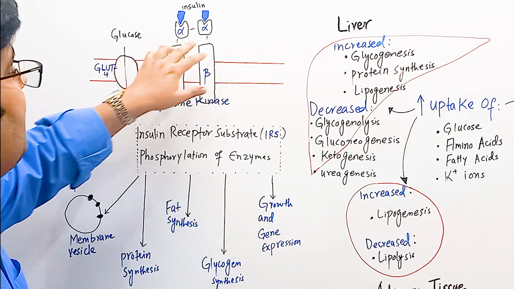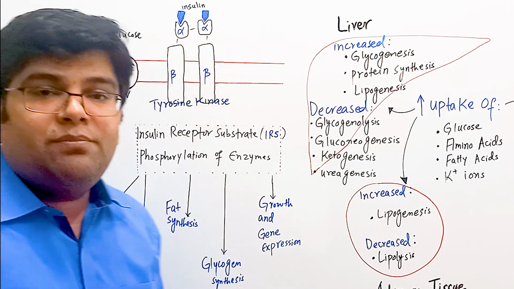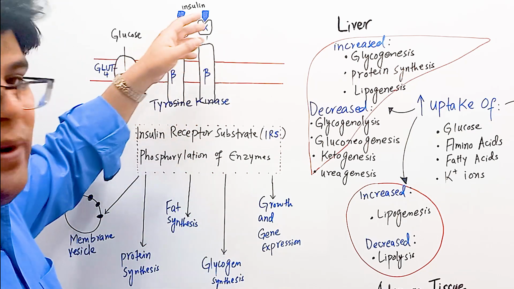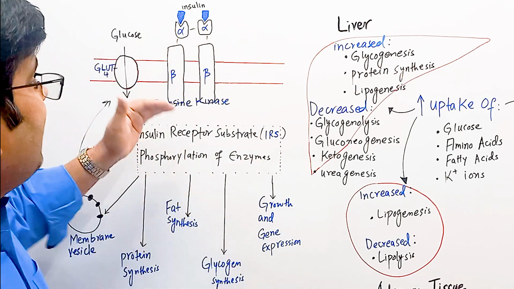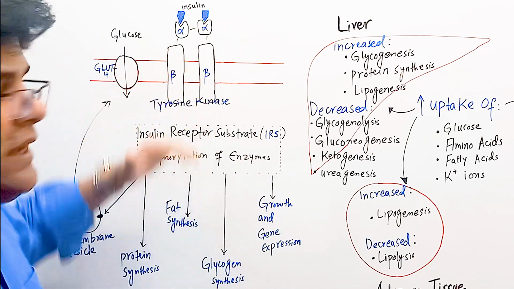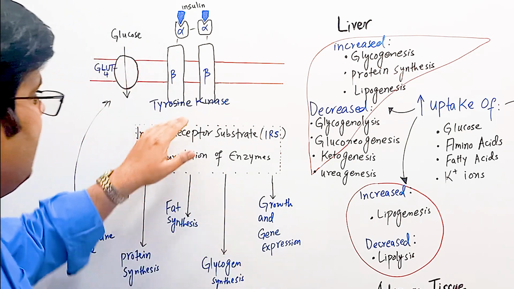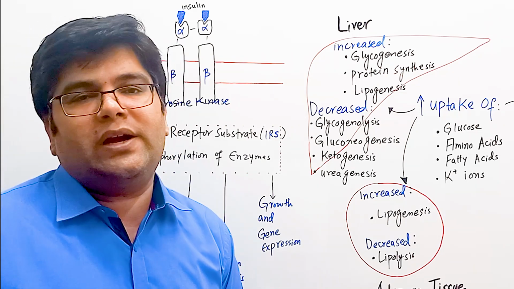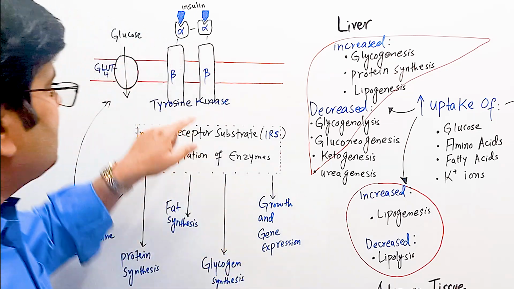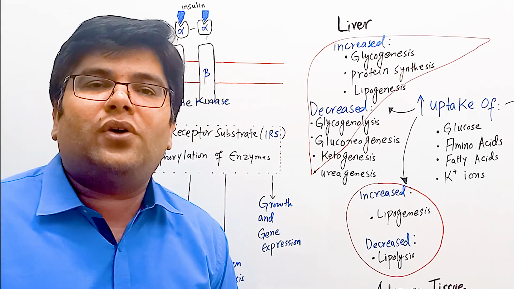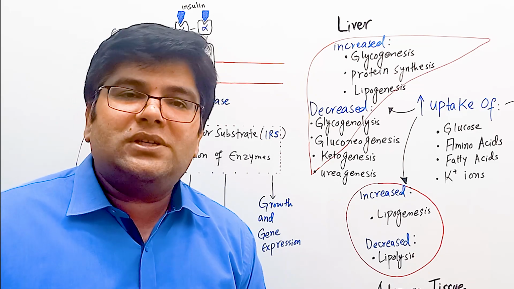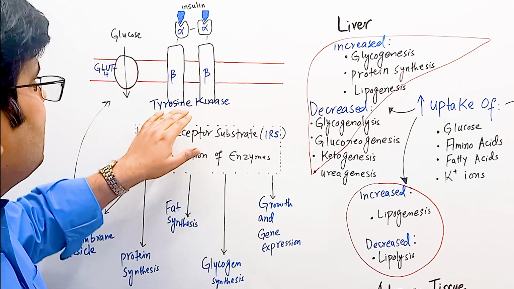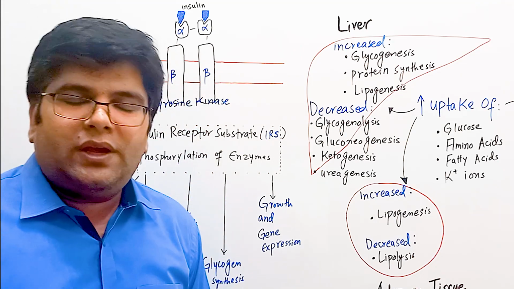Insulin binds with the alpha subunit on the outer surface of the cell membrane, and because the beta subunit is linked with the alpha subunit, whenever the alpha subunit is occupied by insulin, the beta subunit, which has tyrosine kinase activity on the inner side, will be stimulated. Then it causes phosphorylation of the beta subunits, which is called autophosphorylation. Not only does it cause phosphorylation of itself, but also of some other proteins, most of which are enzymes. So many enzymes are phosphorylated by the tyrosine kinase activity of the beta subunits of insulin.